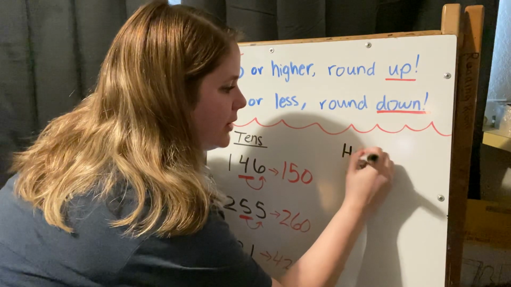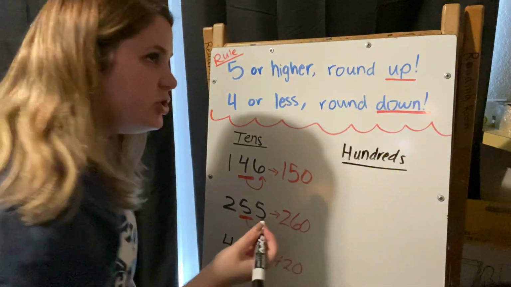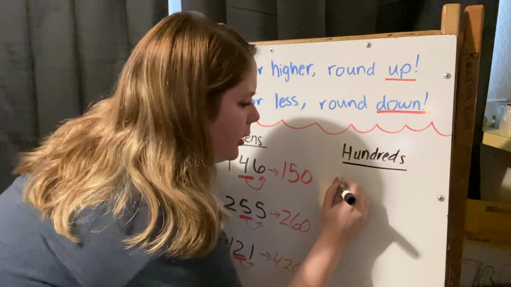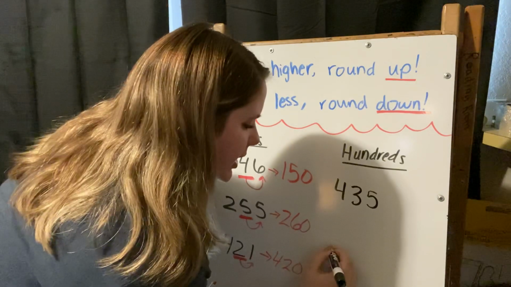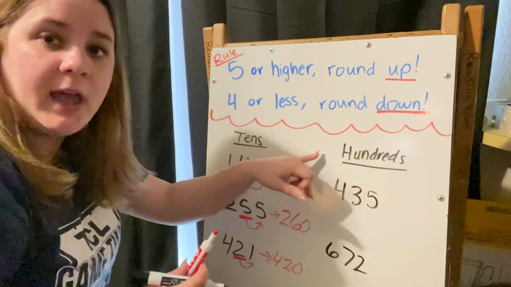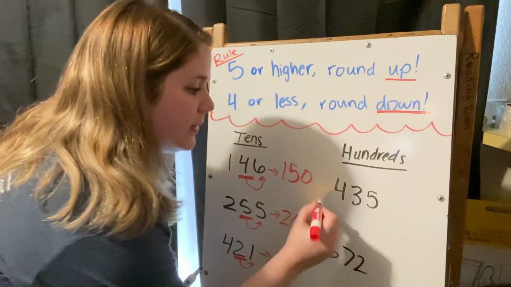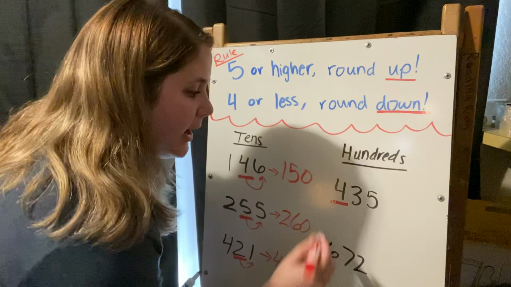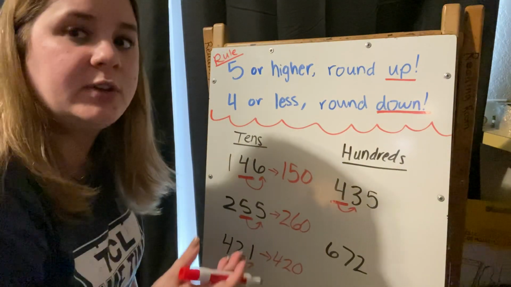So this will be my 100 side. And let's just do 2 of them. Let's do 435 and let's do 672. So now that I'm looking at my hundreds, I need to underline my hundreds. So this one will be 400 and I'm going to look right next door because that always helps me determine how I'm going to round.